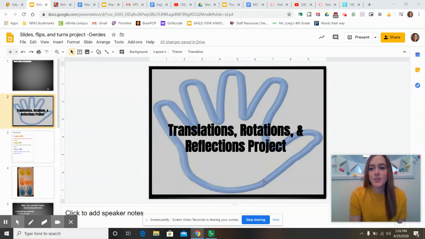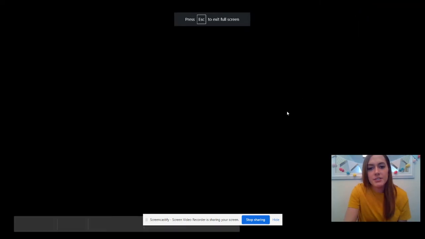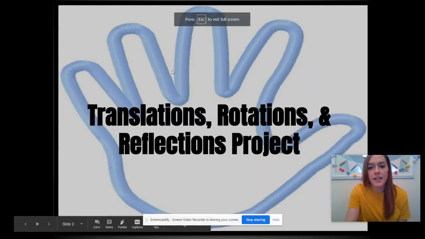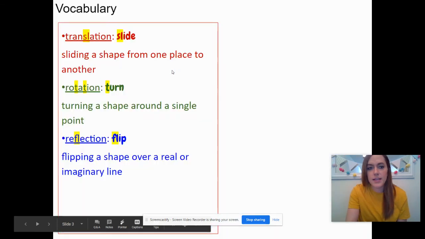Hi, fourth graders. So we are going to be starting a fun project. You may have seen these in the hallways when you were in third grade or second grade, because the fourth grade teachers do this project every year. So it's new for me, and it's going to be new for you too, but it looks like it's super fun. So what we're going to do is first do review on translations, rotations, and reflections from yesterday's lesson.